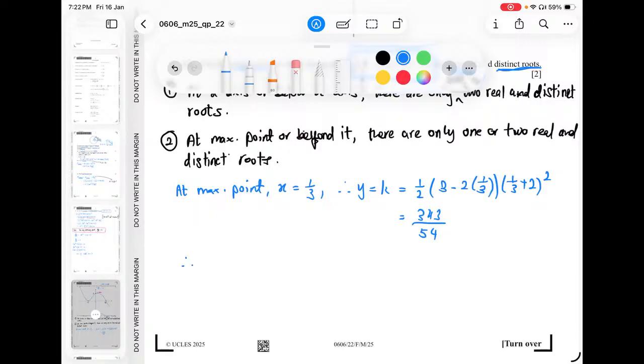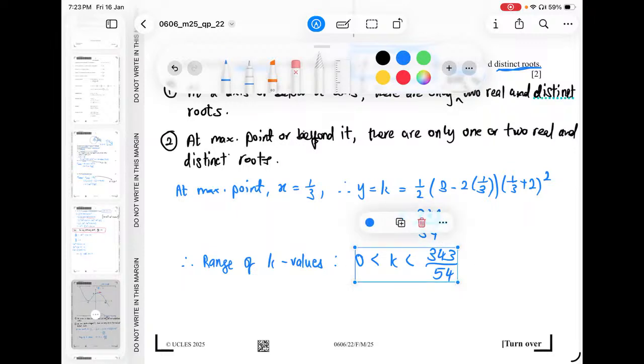So therefore, the range of k values will be between 0 and the y value of this maximum point. So that's going to be our answer. So this is your answer.